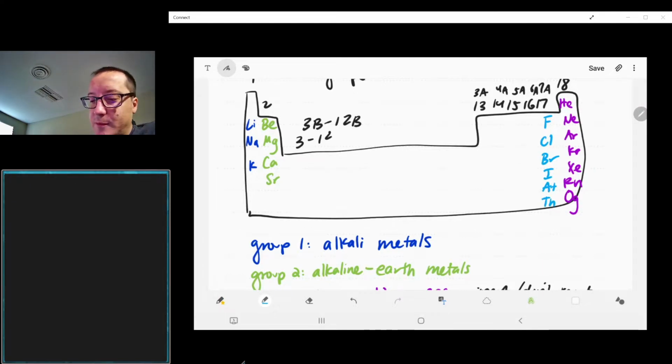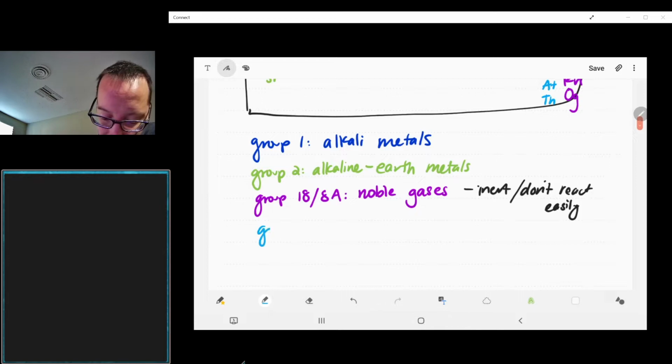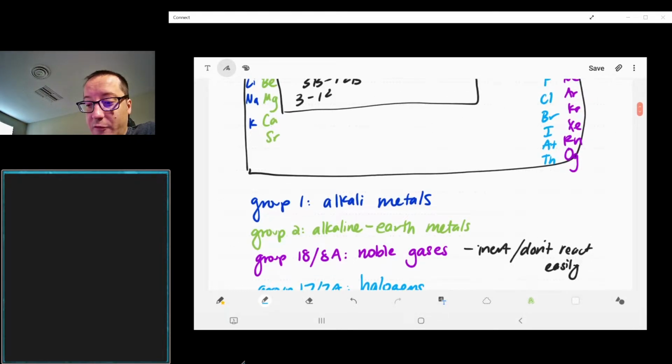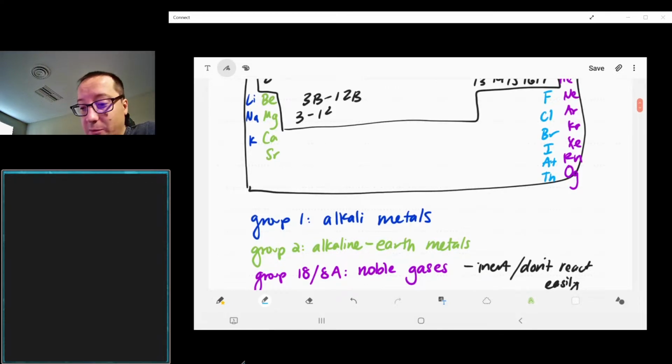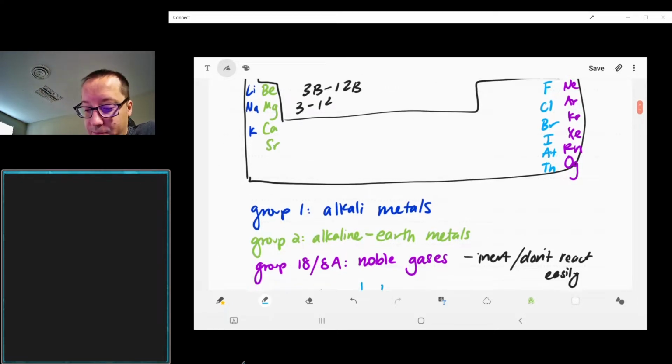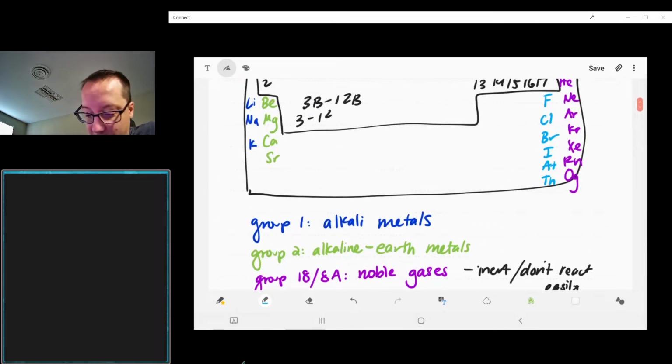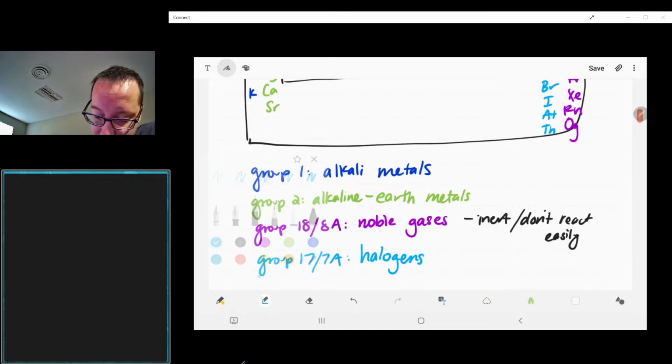If we look at group 17 or 7A, those are going to be the halogens. That name means salt forming. Sodium chloride, of course, is what we would think of as table salt. We've got chlorine in there. We're going to see that these elements will very commonly form ionic compounds. We'll talk about ionic compounds next chapter.